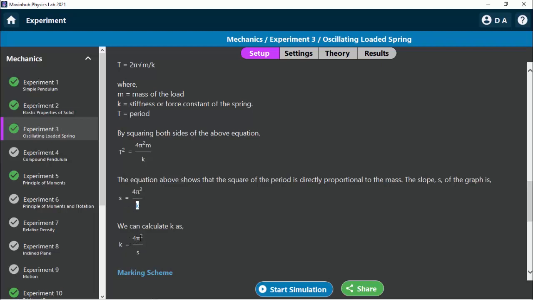So at the end of this experiment, you may be asked to compute 4 pi raised to power 2 divided by s. You may be asked to multiply that constant too, but you should be expecting to see something like this in the actual physics experiment, because the objective of this experiment is to determine the force constant, and you can determine the force constant from the slope using this formula.